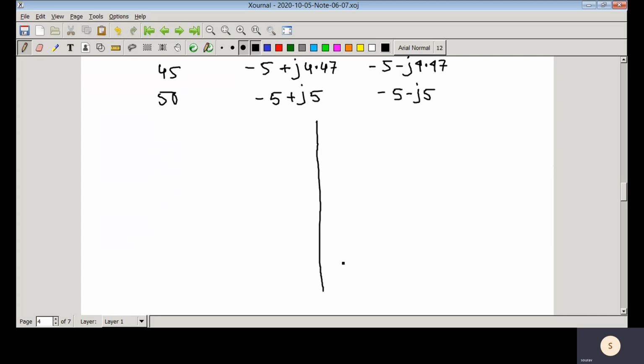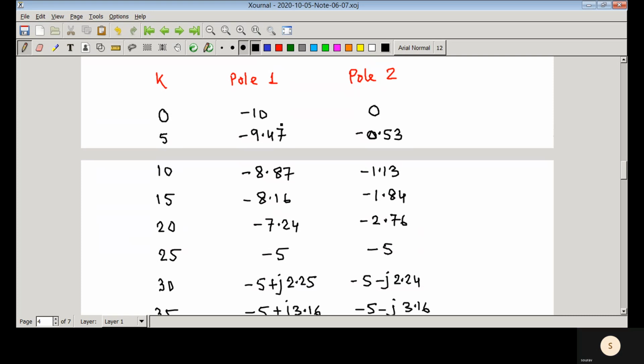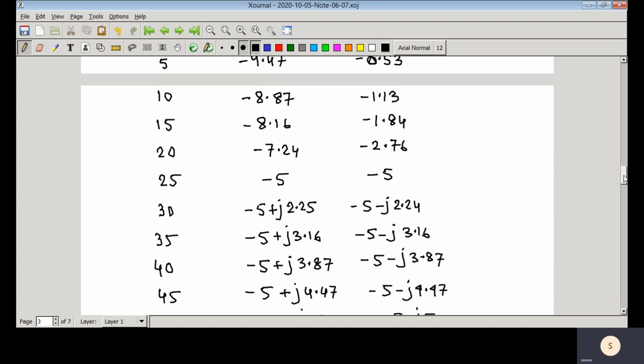So here you have that complex plane. This is the real axis and this is the imaginary axis. So basically this is called the S-plane, because we are just going to plot it in the S-plane, that is the real of s, that is sigma, and j omega. So now we can see that whenever k equals 0, pole 1 is at minus 10 and pole 2 at 0.